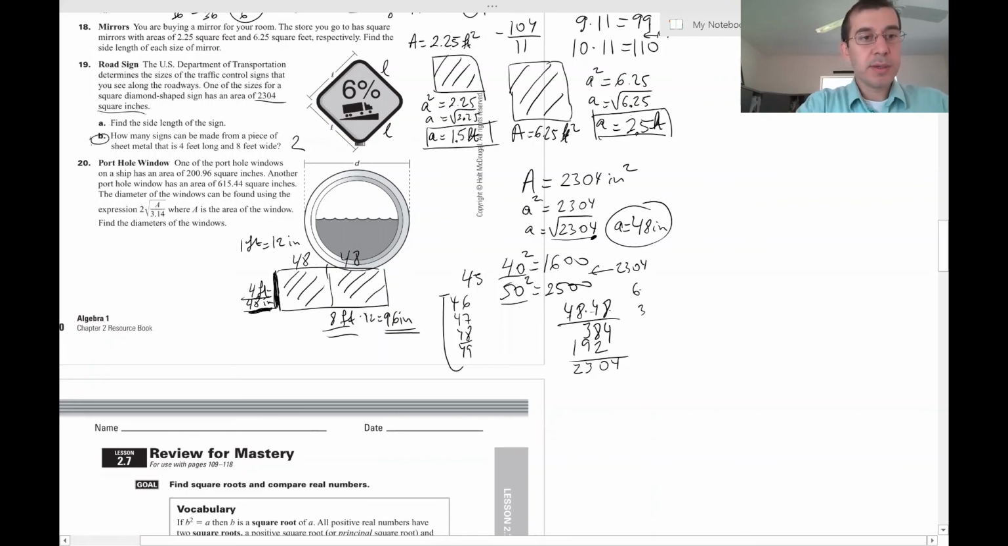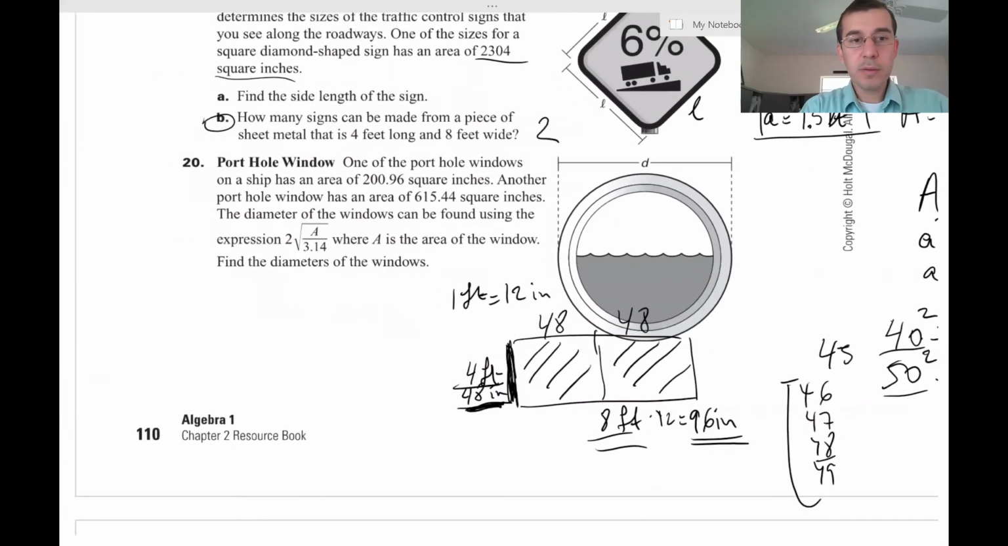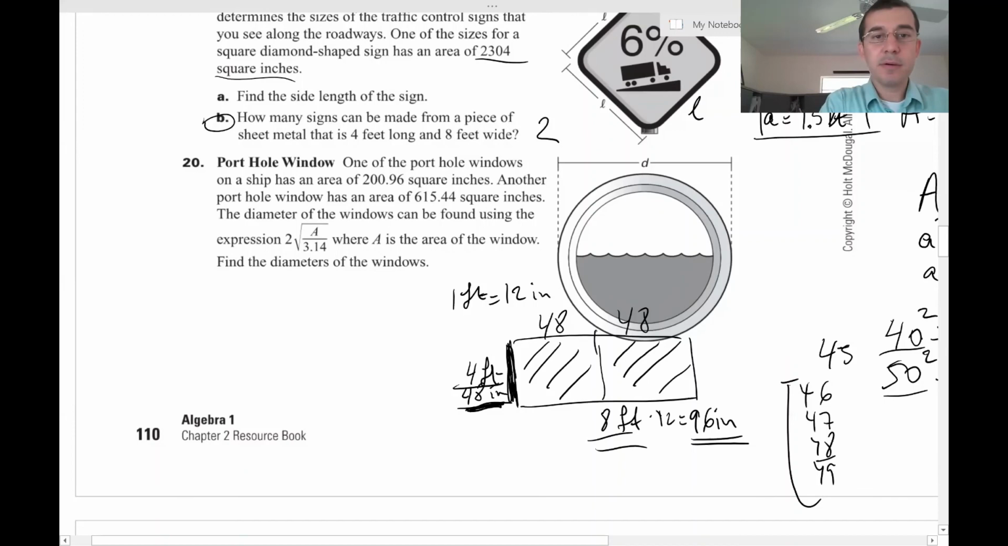And number 20, one of the porthole windows on a ship has an area of 200.96 square inches. Another porthole window has an area of 615.44 square inches. The diameter of the windows can be found using the expression, this one, where A is the area of the window. Find the diameters of the windows.